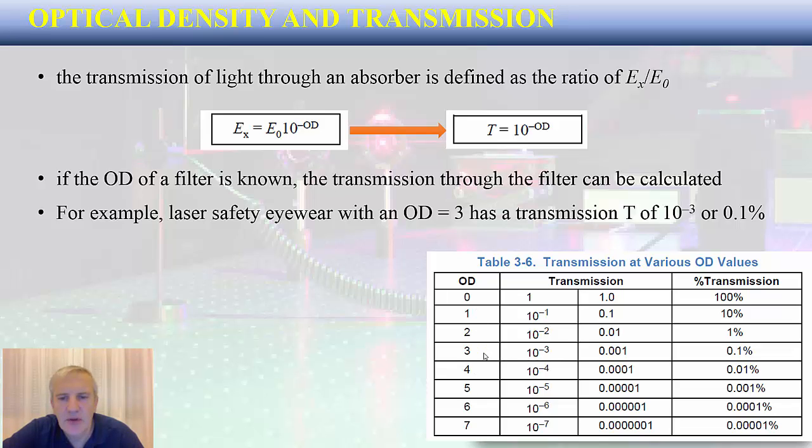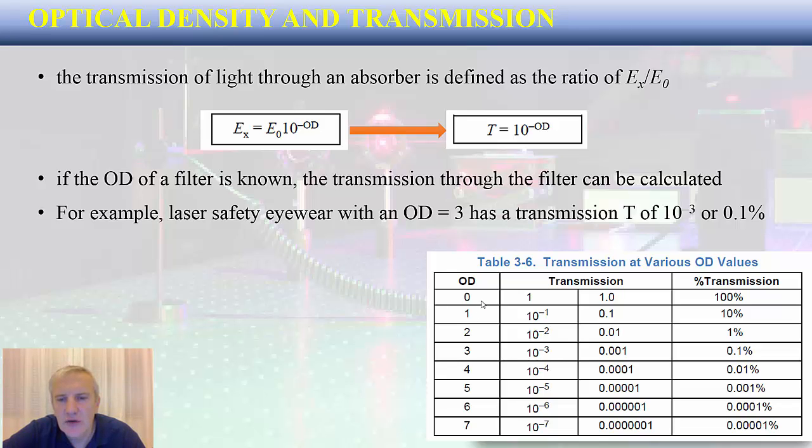Now, what for example, OD of 3 really means is, if you go to the formula on the right-hand side, you can substitute 3 for the OD. So you're going to have 10 to the negative 3, which is nothing else than 0.001 or 0.1%, which means that the laser safety eyewear that has OD number equal to 3 is going to be passing only 0.1% of the original input irradiance level that's entering that type of laser safety eyewear. So you can put physically into perspective what these different OD numbers mean.